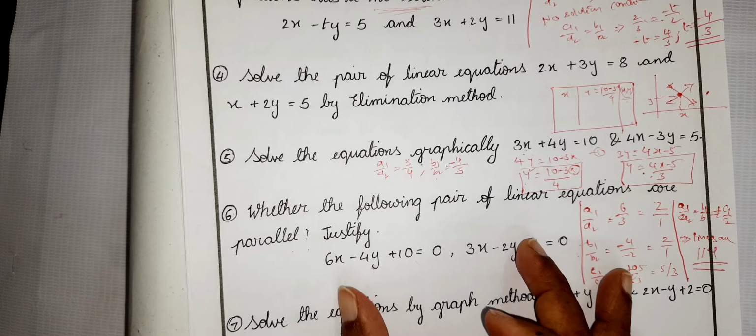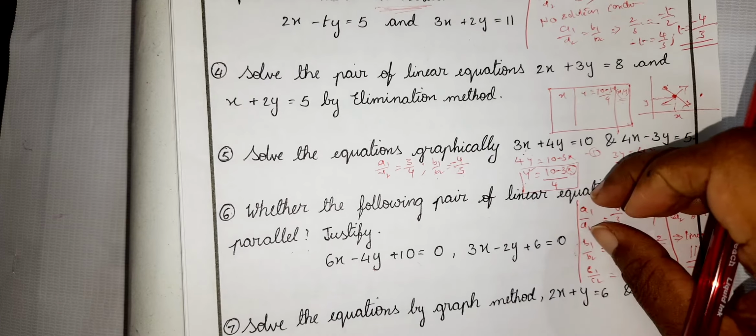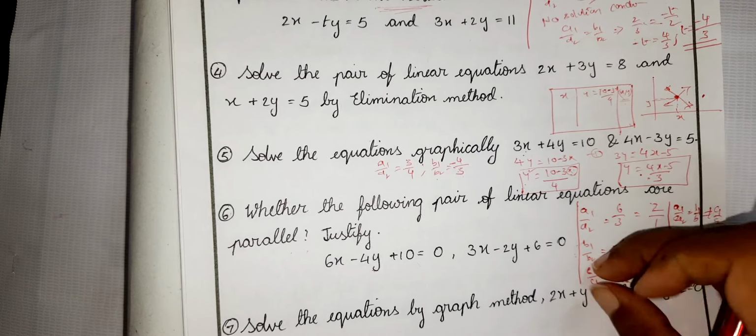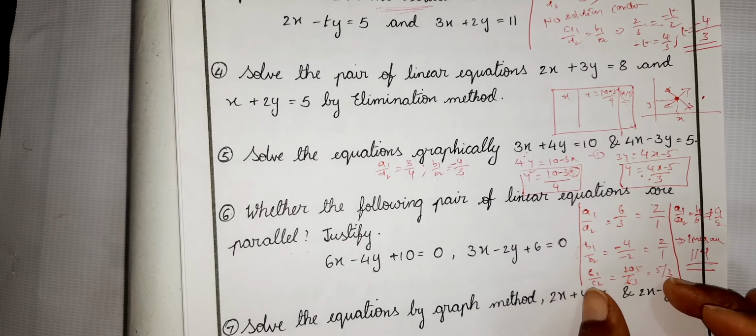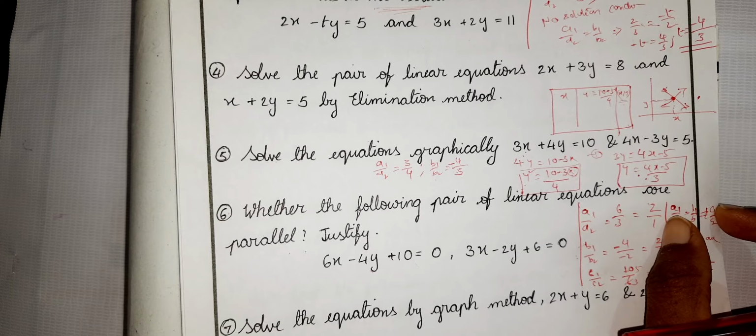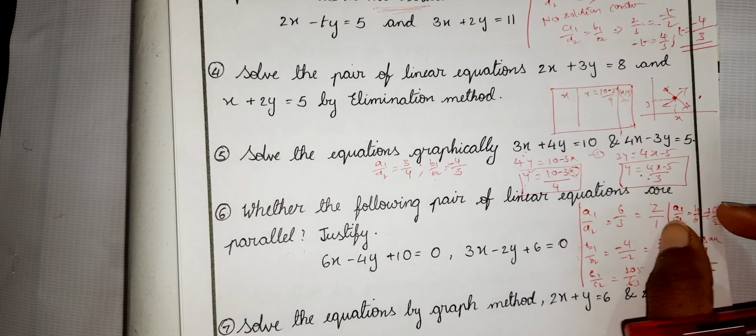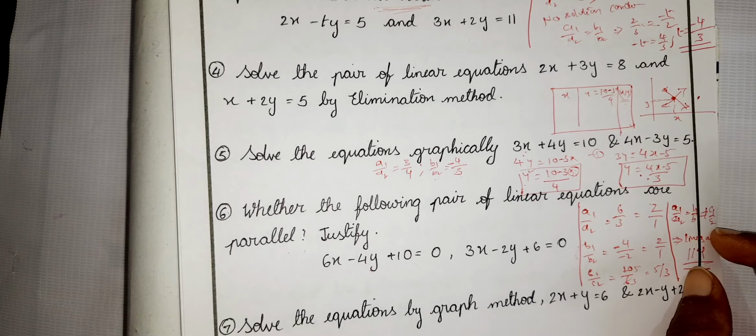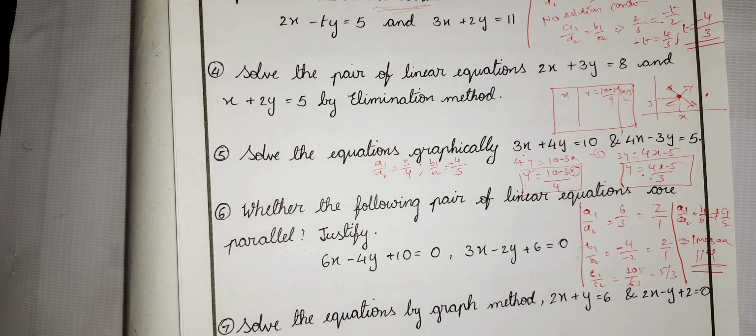So, whenever a pair of linear equations is given, first find a1 by a2, b1 by b2, c1 by c2 in different lines, all the three. Then afterwards, check with the general conditions given. Whichever condition is satisfied, based on that condition, you can give the conclusion.